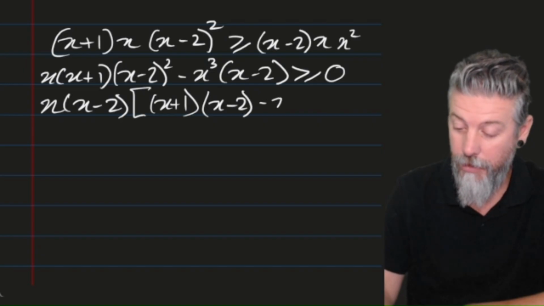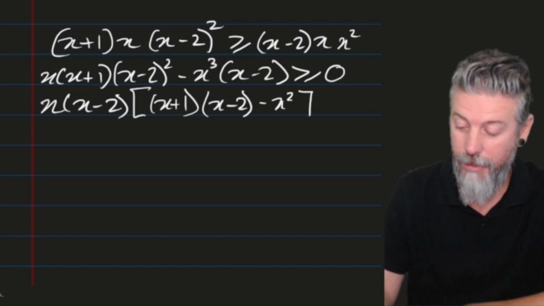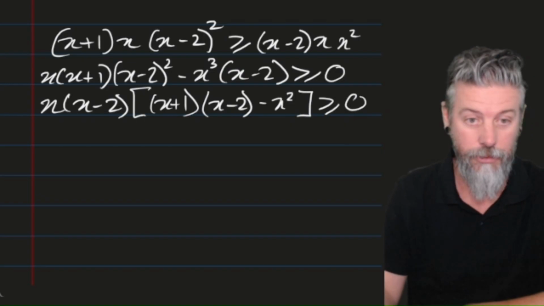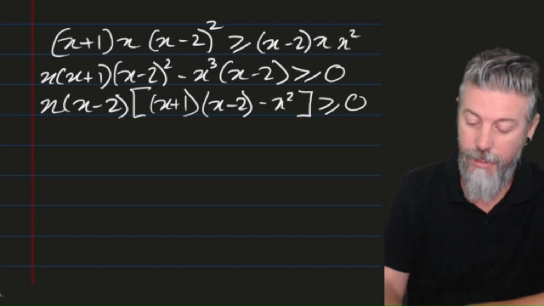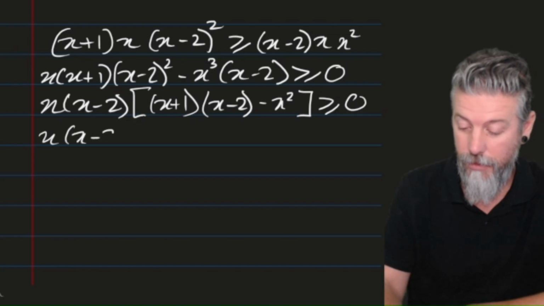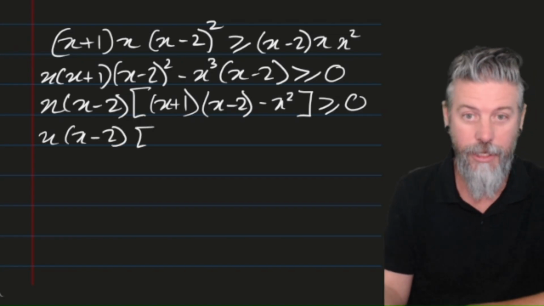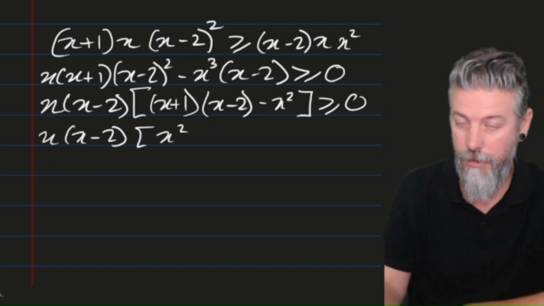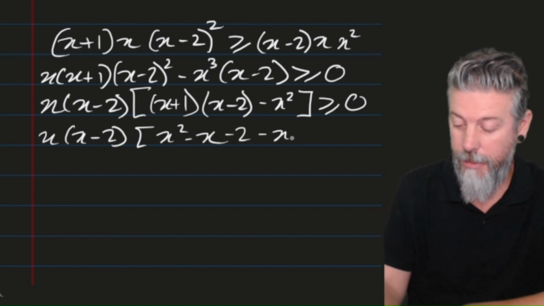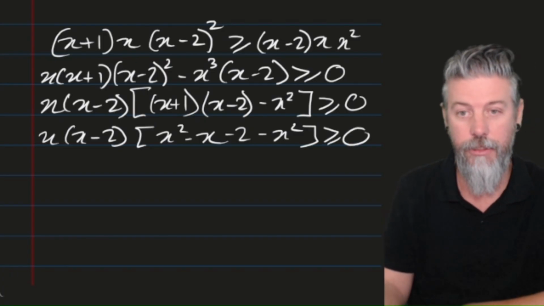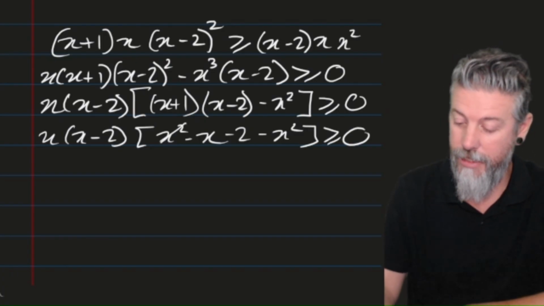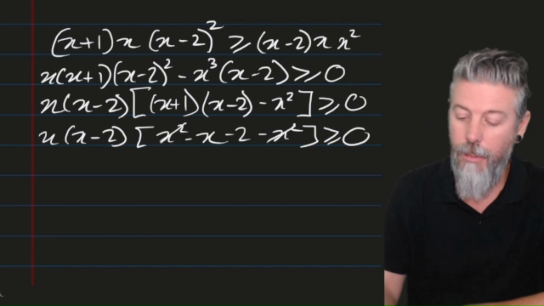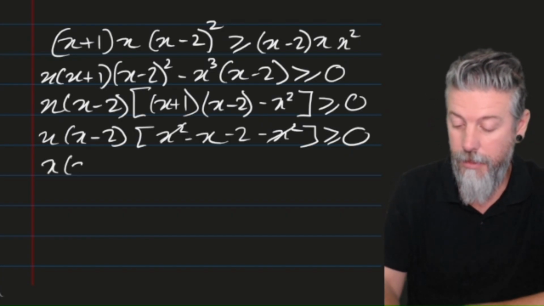And then in this one, we've got an x squared left and now x minus 2 is greater than or equal to 0. Okay, so now I am going to tidy up the inside of those square brackets, and I'm going to do that by expanding. So we get x squared minus 2x plus x is minus x, and minus 2, and minus x squared is still there. So now inside that square bracket, we've got x squared minus x squared, and so we end up with x minus 2.